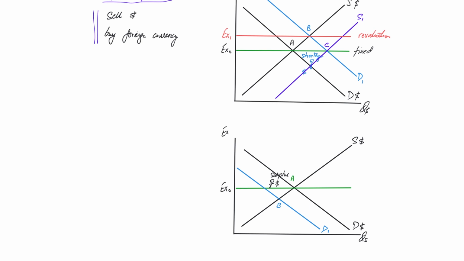So what the government is going to do in this case, since there is a surplus and there is a depreciation pressure on the value of the currency, is go into the international market, because there is a downward pressure on the currency. They will go and they will buy the dollars from the international market, and in return they will sell the foreign currency reserves they held.